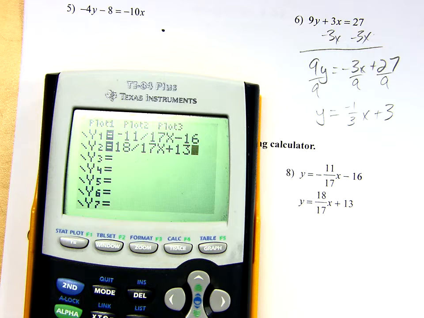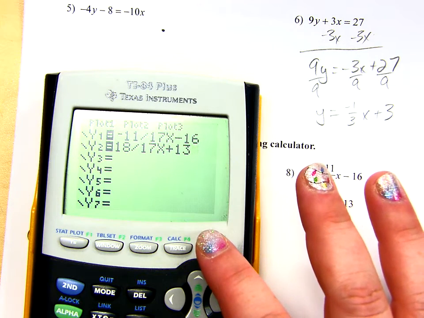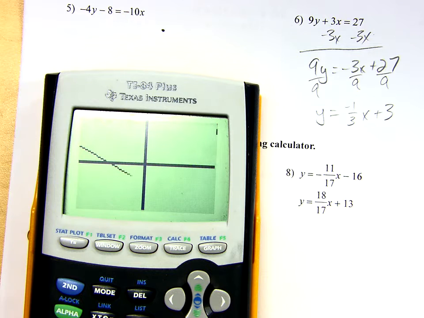So once you type these 2 in, you can hit graph, but remember it's set on the window from the last problem. So maybe this will be fine. Maybe it won't be fine. I don't know. Oh yeah, that looks fine. I can see where the 2 cross, so I don't have to zoom in or out or adjust anything. I'm good to go.